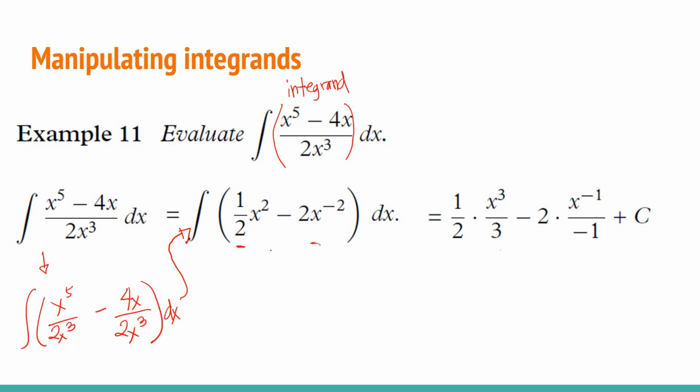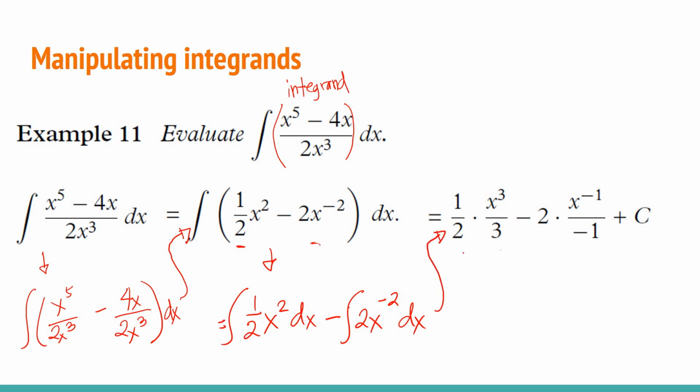So before this one is this part, the integral of 1/2 x squared dx minus the integral of 2x raised to the power of negative 2 dx. This one. And after this is this part. So 1/2 times x cubed divided by 3 minus 2 times x raised to the power of negative 1 divided by negative 1 plus c.